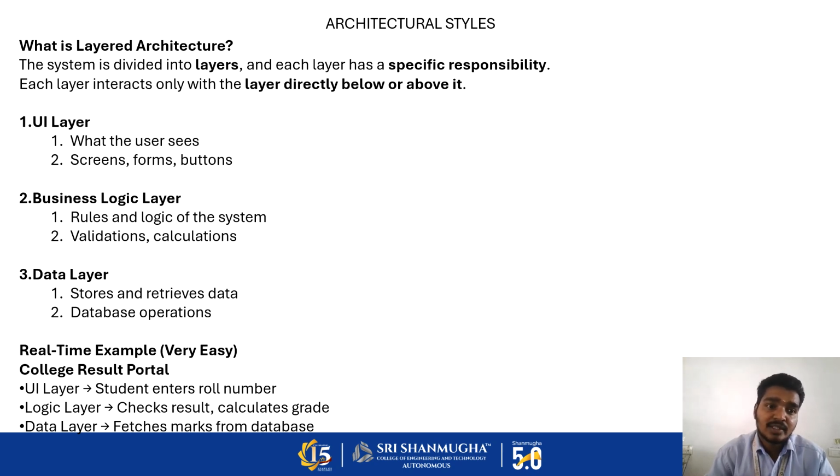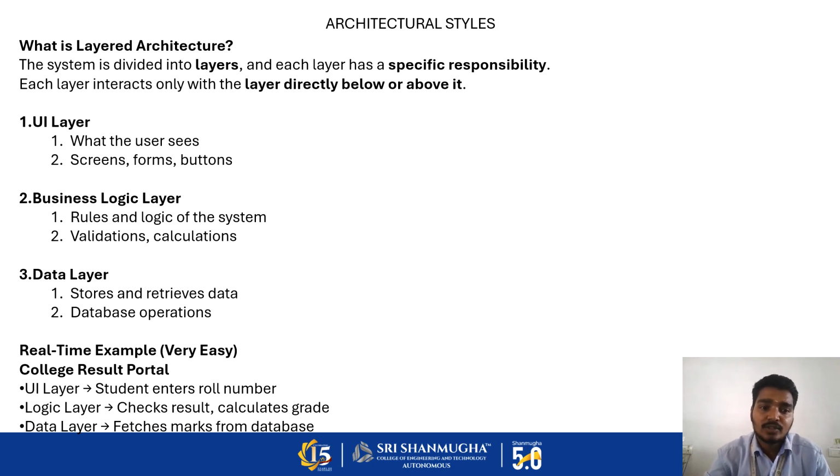So first we see the UI layer. UI is the user interface layer. It handles the user-visible screens, forms, and buttons, which are used for user interaction. Next is the business logic layer. It defines the rules and logic of the system, such as validation and calculations. Next we see the data layer. It works for the database, for example the college records.